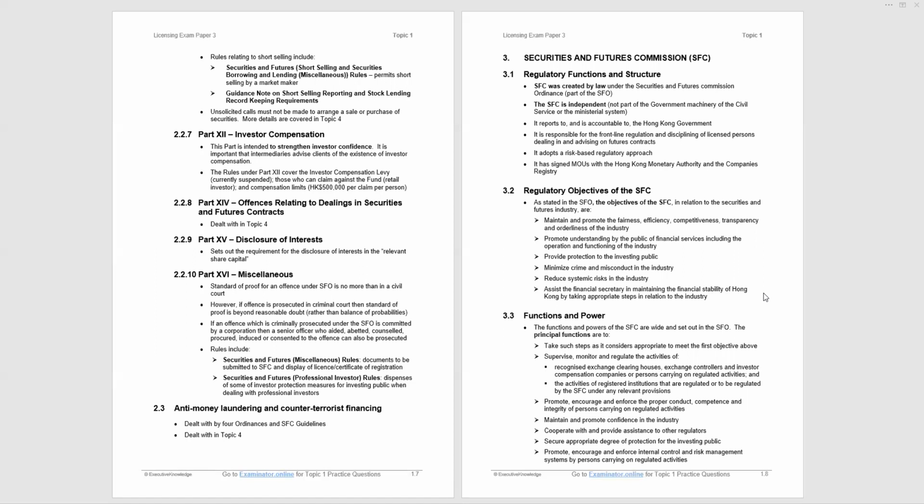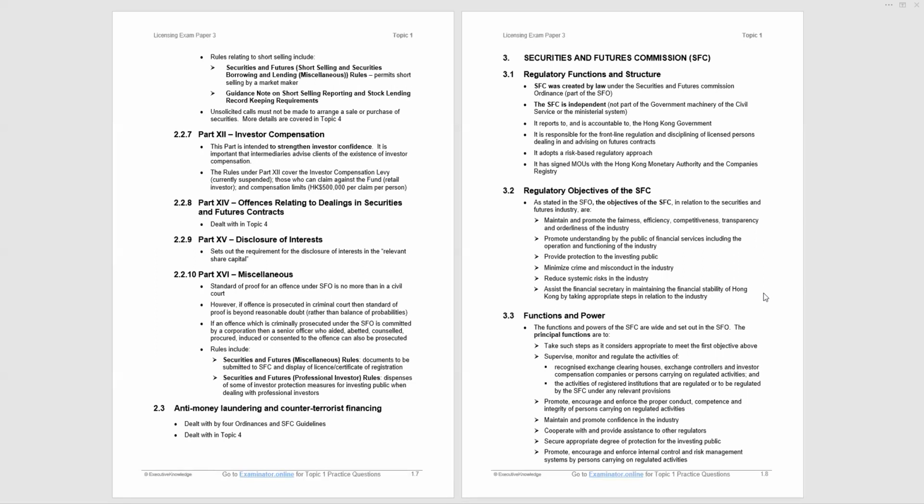We then have a part on offences and disclosure of interest. The offences are dealt with in topic 4. And then we have some miscellaneous provisions under part 16. I'm not going to dwell too much on those. Let's go to the Securities and Futures Commission on page 1.8. Now, the SFC, the major regulator that we've got to be aware of, was created by law.